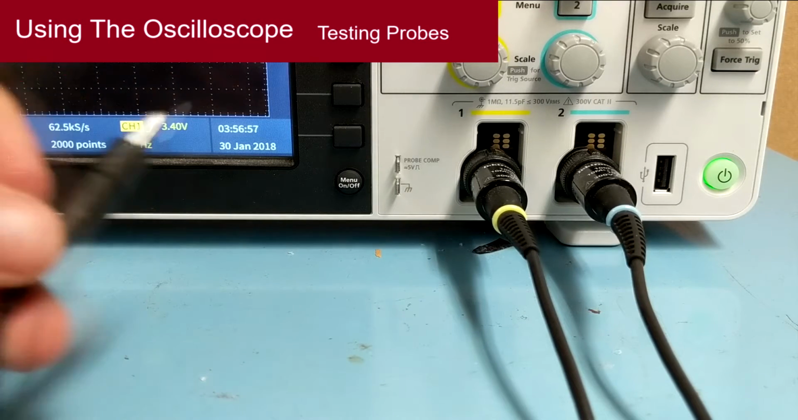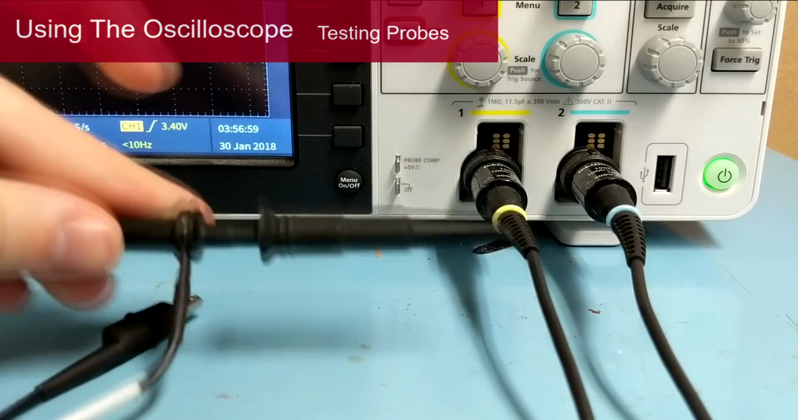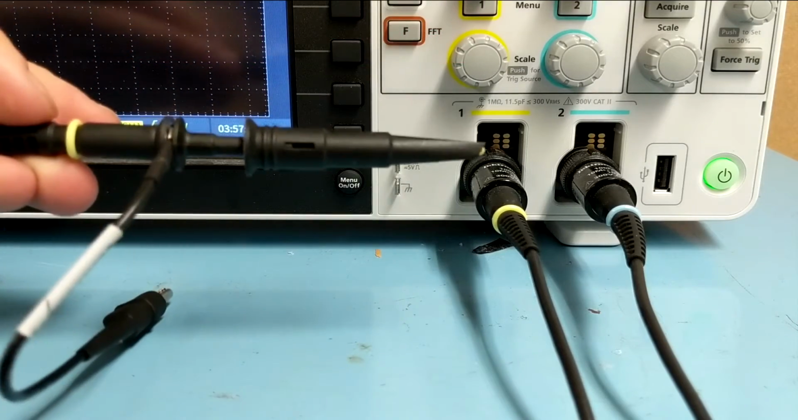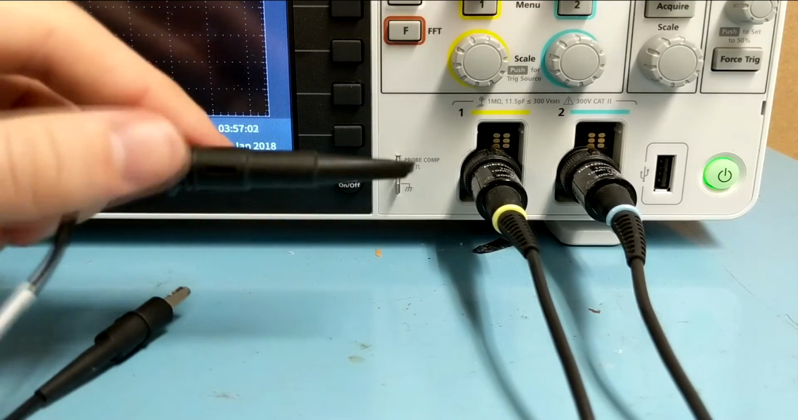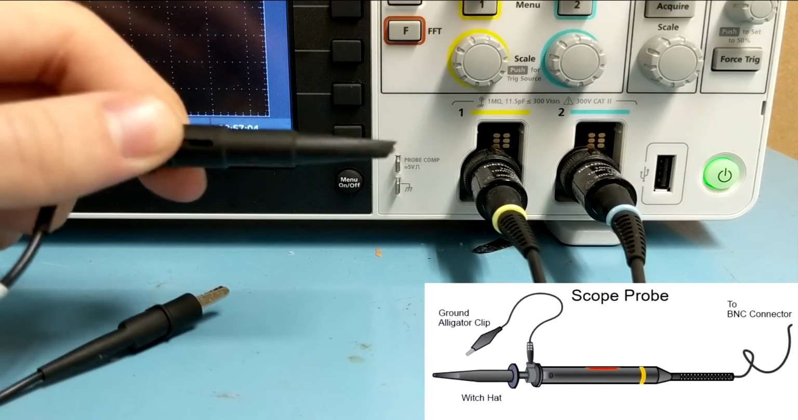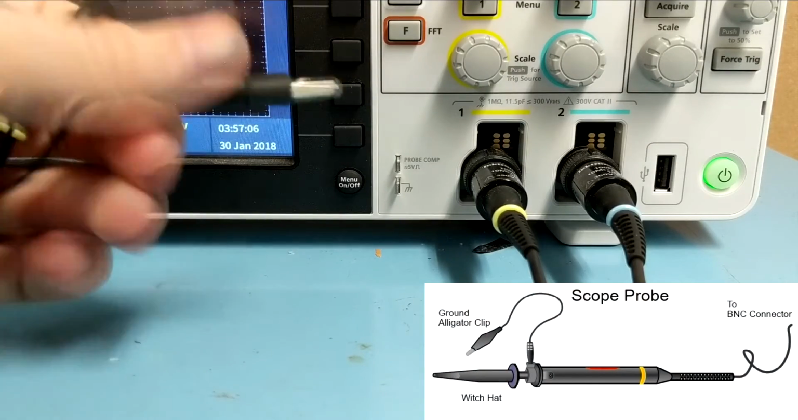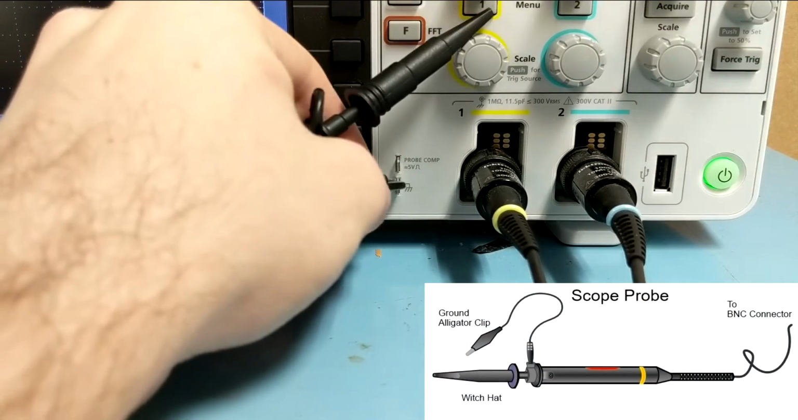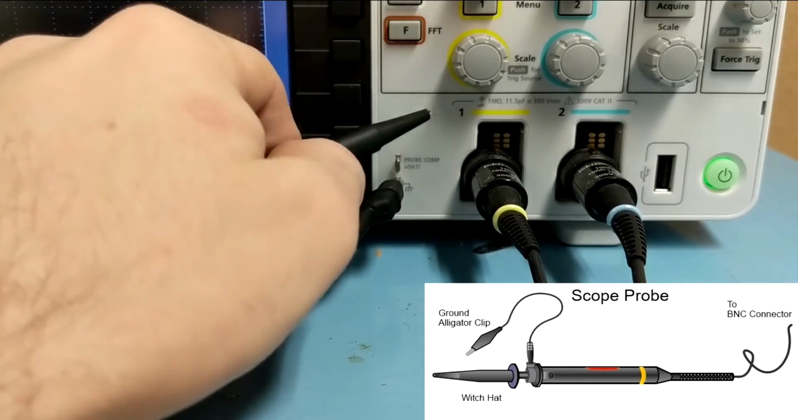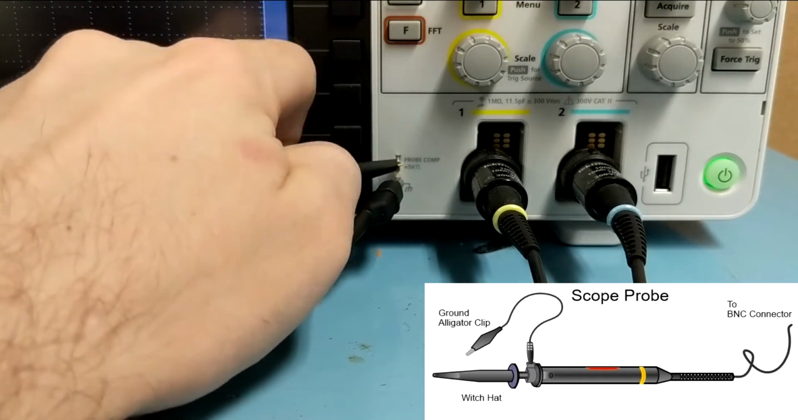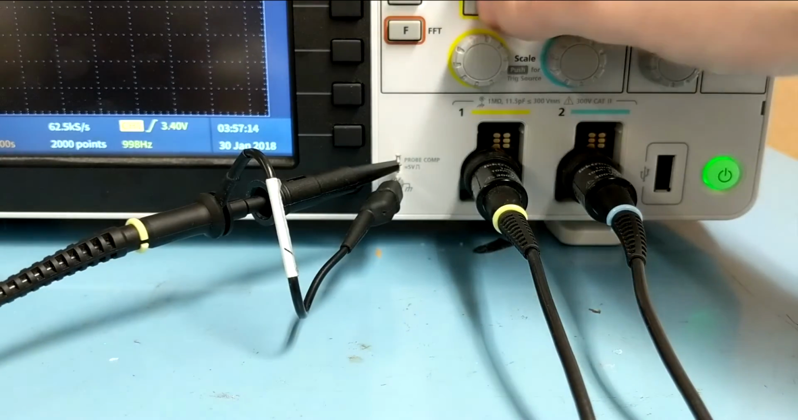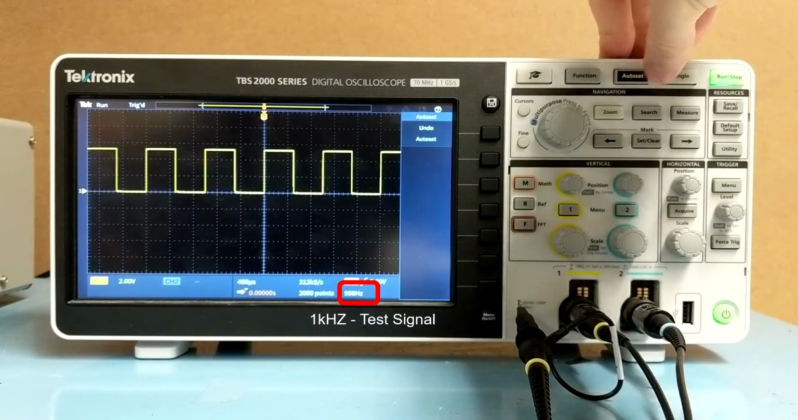One great way to make sure your probes are working is to connect them to the oscilloscope's built-in test signal. This is done by pulling back on the probe's protective shroud, called a witch hat, to expose the hook. Connect the alligator clip to the ground reference, and the hook to the test signal. This isn't something that you need to do every time, but can be a useful debug step in order to ensure your probes are not damaged.